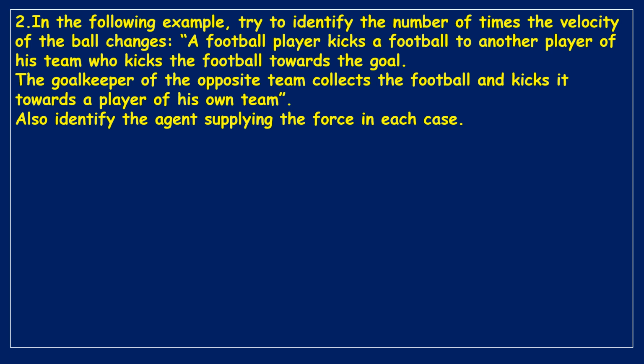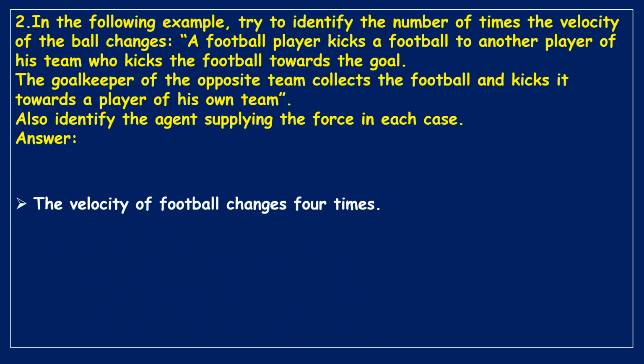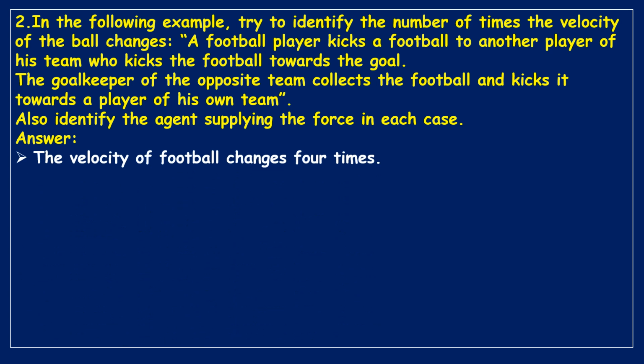Here, three players are involved. They diverted the direction of the ball here. Now we'll see the answer. The velocity of the football changes four times. Four times. First, two players, to the goalkeeper, again to his own teammate, right?